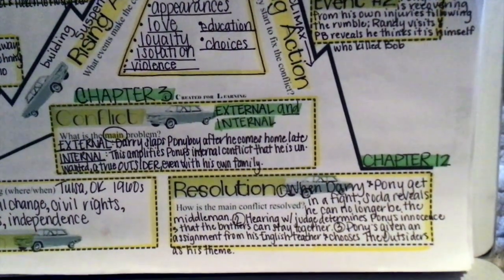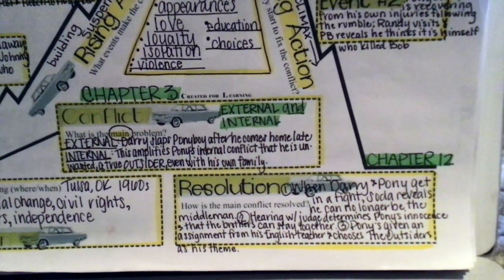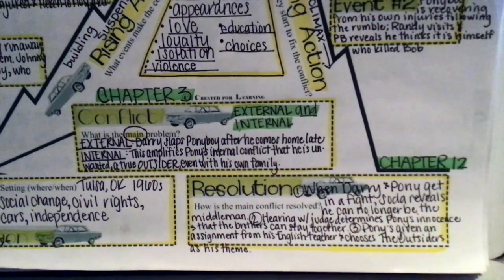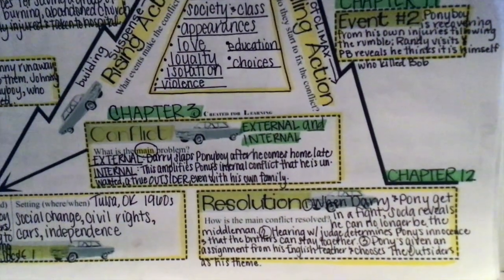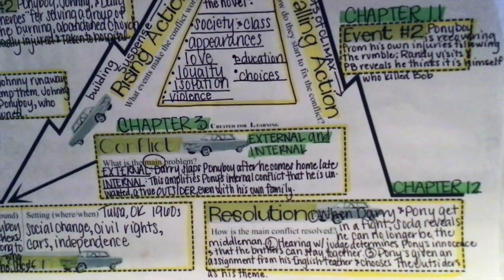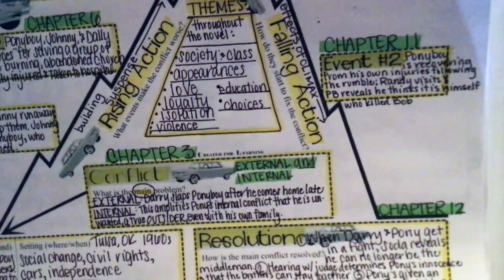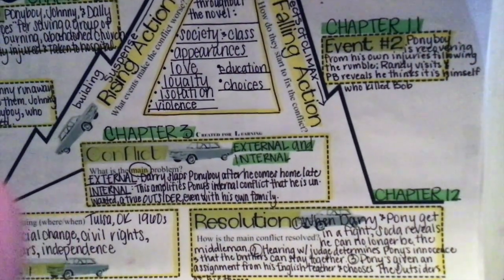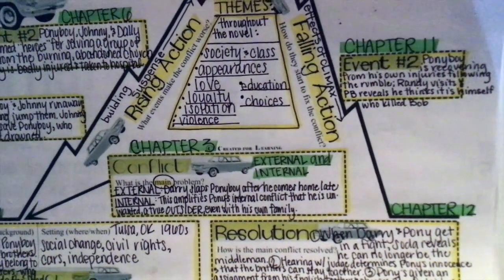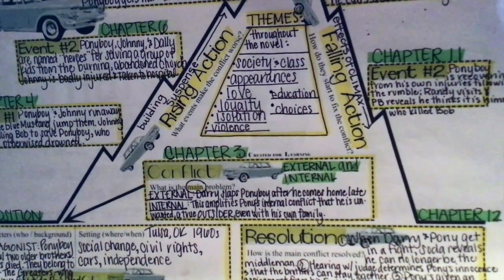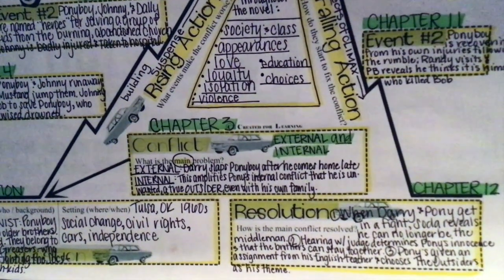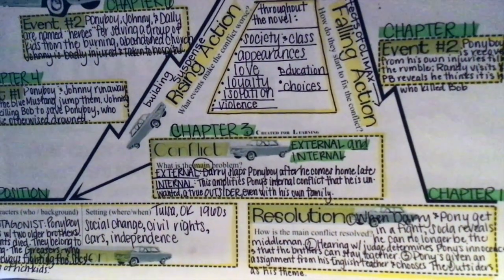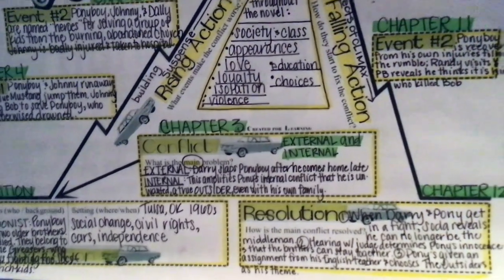Then in Chapter 12, we have our resolution. So our first resolution is when Darry and Pony get into a fight and Soda reveals he can no longer be the middleman. So that resolves Ponyboy's basically whole conflict, that he feels like he's an outsider in his own family and that Darry doesn't really love him. He's kind of seeing the effect that it's having on Soda, and so his perception starts to change.